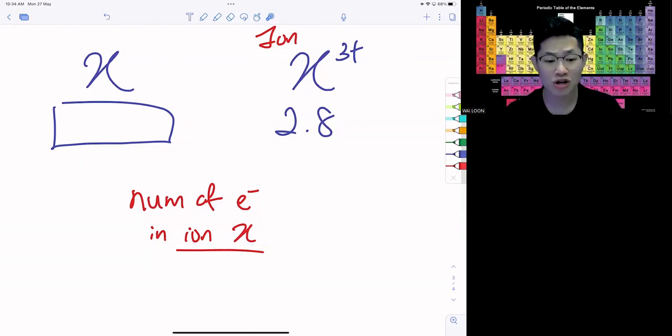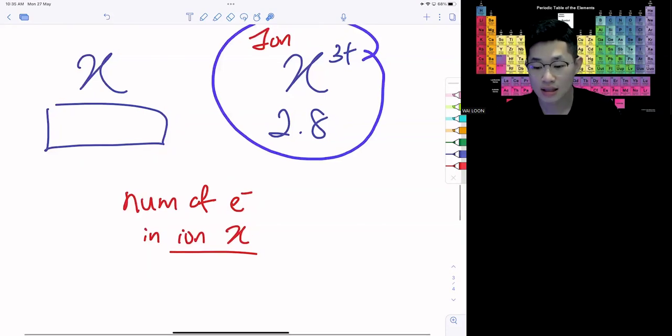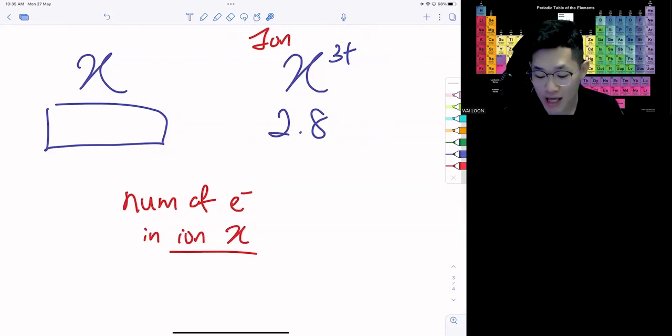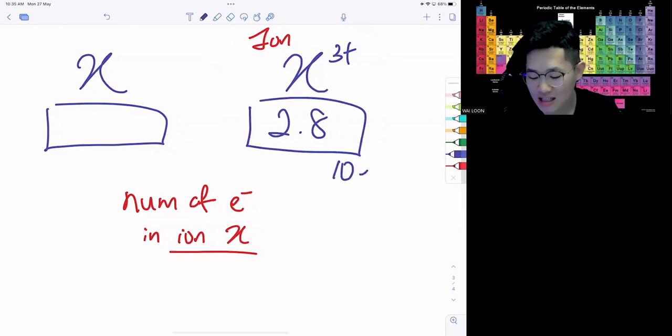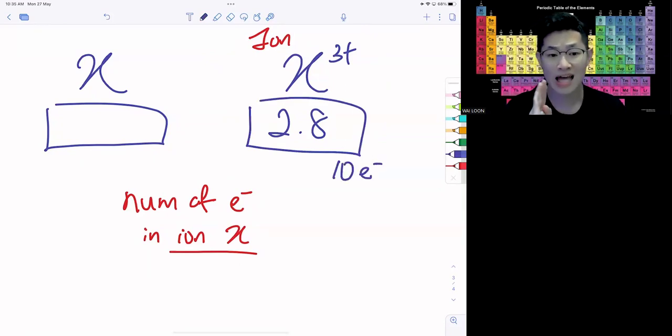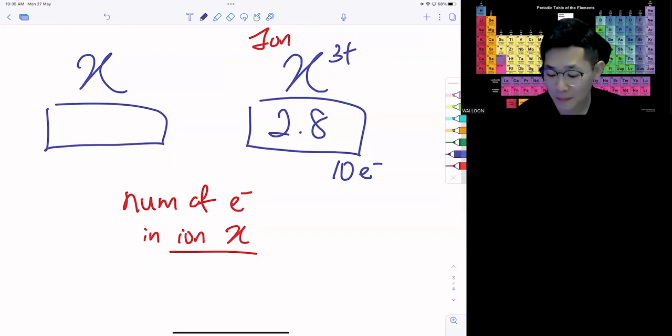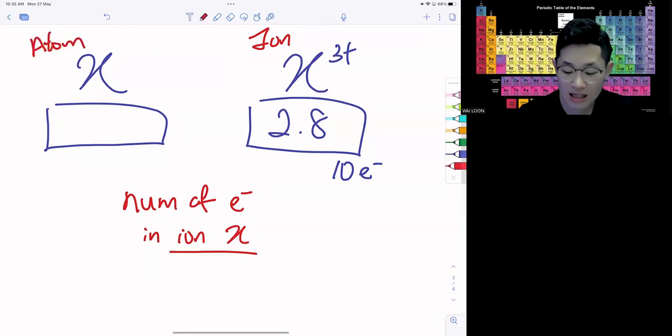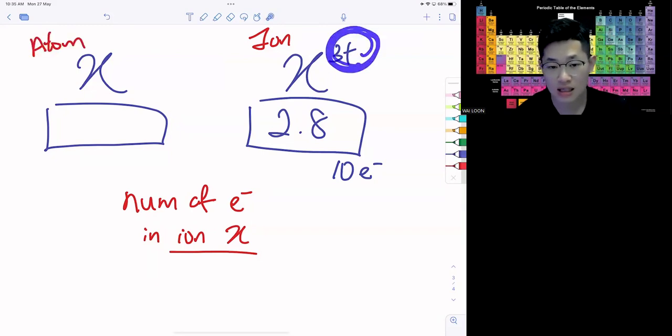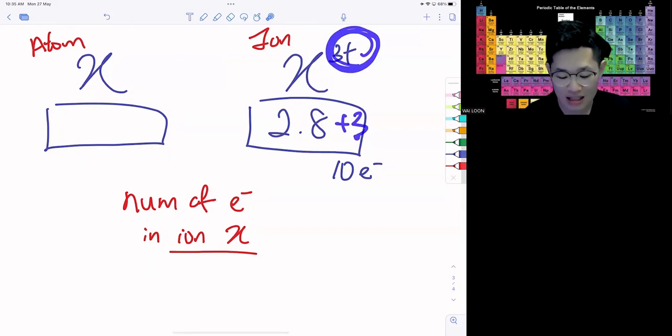Since it is having an electron arrangement of 2, 8, so it is 10 electron, guys. It's 10 electron. So a lot of you gave me answer 13. 13 is the electron for atom. See, 3 plus, that means I have to plus 3 to make it 2, 8, 3. Yeah, this one is 13 electron.